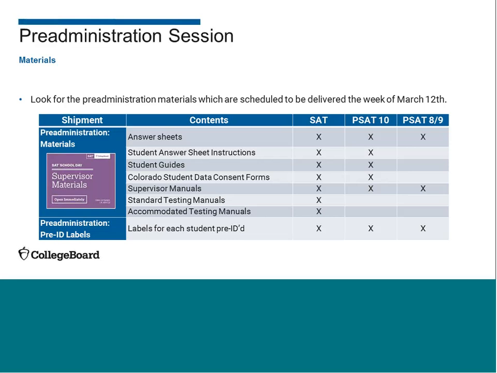And then you will also receive labels for each student pre-ID'd. So if you remember from some of the prior trainings, the labels that you are going to receive are for students that were included in your October count. Those are the students that have been pre-registered or pre-identified with the College Board.